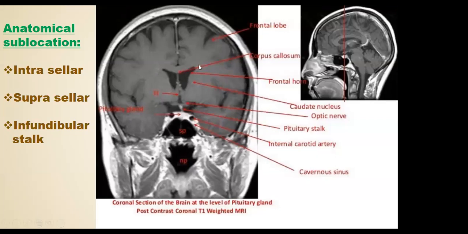This is the coronal T1 weighted MRI showing the normal anatomy of the pituitary gland. This section is very important for normal anatomical localization of the pituitary gland and lesion detection, whether it is intrasellar, suprasellar, or in the infundibular stalk. This is the infundibulum, this is the optic chiasm, and this is the infundibular stalk and the pituitary gland. On each side, there's a cavernous sinus with the internal carotid artery.